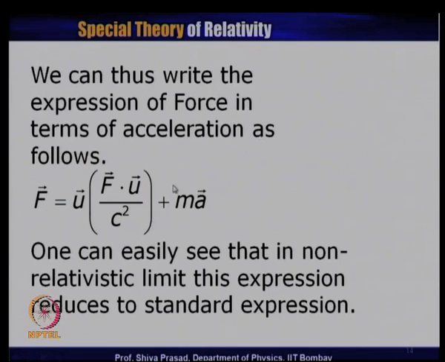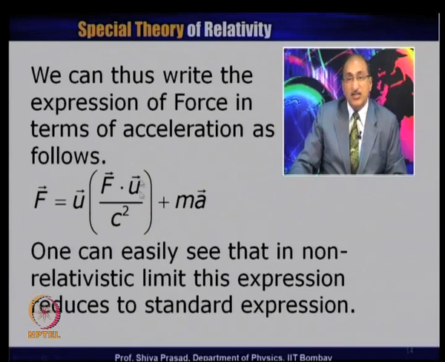Now, what are the cases in which force and acceleration could be in the same direction? That can happen in two cases. One of the cases is where this term is 0. If f dot u is 0, it means force is applied perpendicular to the direction of the speed, the instantaneous velocity. Then this term will be 0, f will be equal to mass into acceleration, and F and a will be in the same direction.